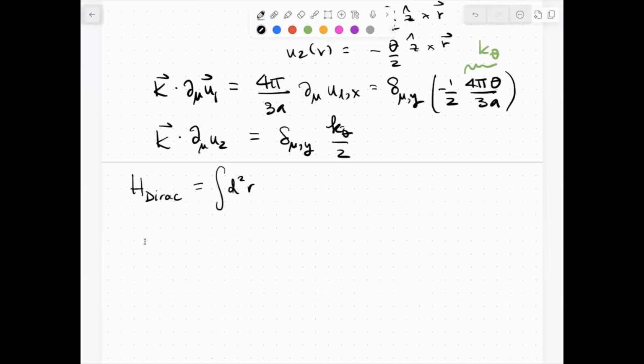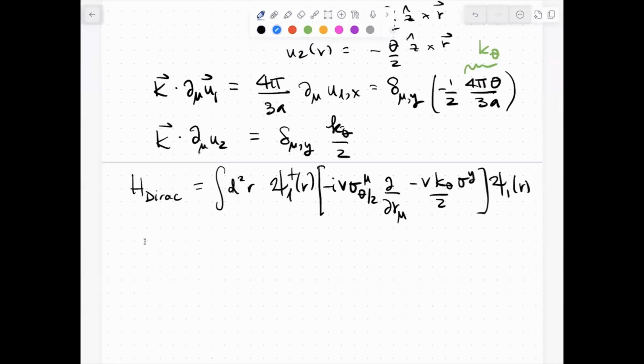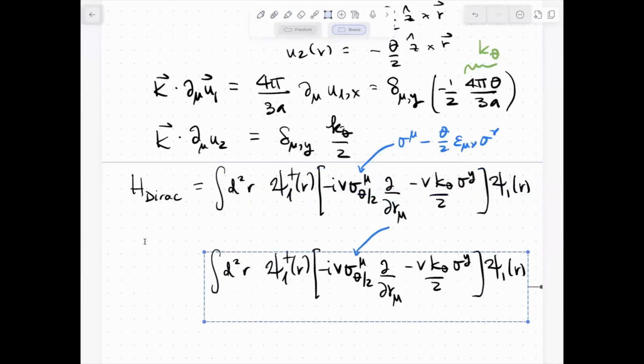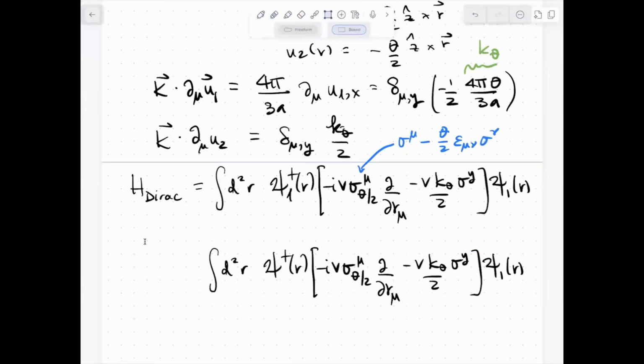So we can just rewrite, this is just plugging it in. I'm going to use a shorthand that is pretty common. This sigma sub theta over 2 is essentially the rotated sigma. So this is just equal to this. The other one looks very similar, except I put 2's on, this becomes a minus, and this becomes a plus.